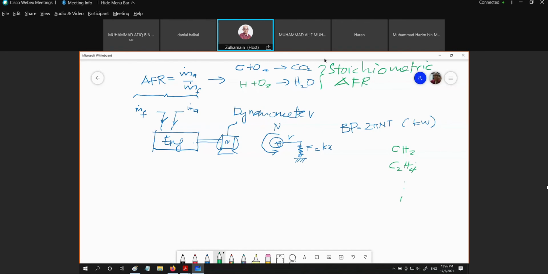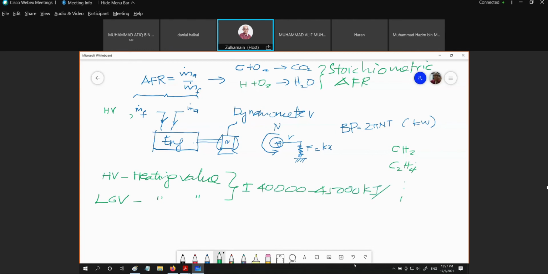And from this amount of fuel, we know that the fuel has an energy content. The energy content of fuel is usually given by the HV, where HV means the heating value. Or sometimes some textbooks refer to this HV as the lower calorific value. Okay, the same as heating value. And usually this value is around 40,000 to 45,000 kilojoule over kilogram.